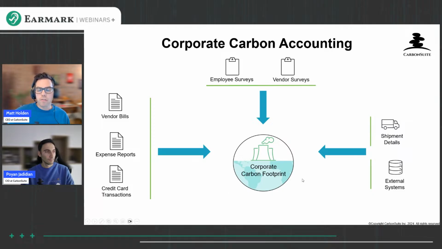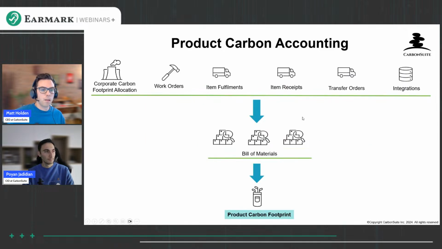Depending on the category, you also have information inputs that can come from surveys of your employees to understand their commuting habits and the transportation typically associated with them getting to the office that contains emissions. And you have vendor surveys as well, where you can collect data from your supply chain and try to understand that purchased goods and services category that we saw in the beginning. Additionally, you can get data from shipments of products, both on the upstream and the downstream side, and we can integrate data from external systems if it's captured there as well. Okay. So that's the corporate carbon accounting side.